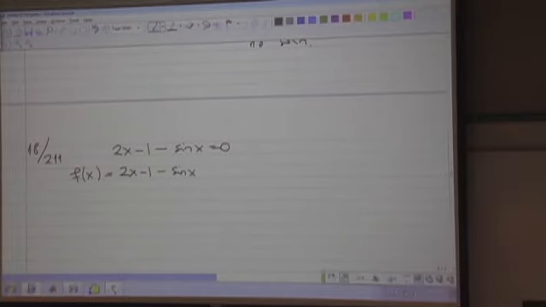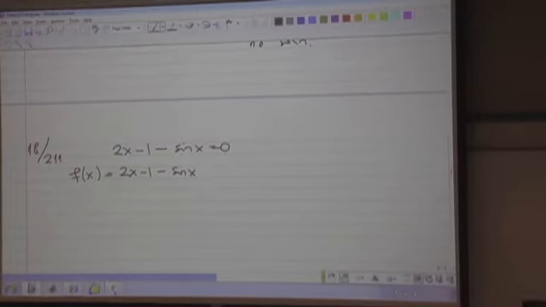We have the equation 2x minus 1 minus sine of x is equal to 0. And we have to show it has exactly one solution, one root. So f of x equals 2x minus 1 minus sine of x. Remember what I told you last time. What are you having problems with? Showing that it has a solution or showing that it's unique?